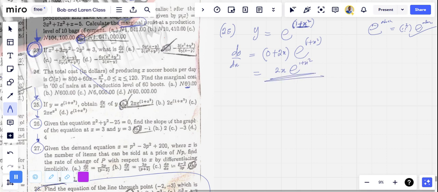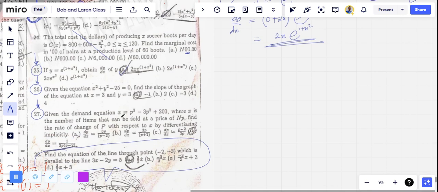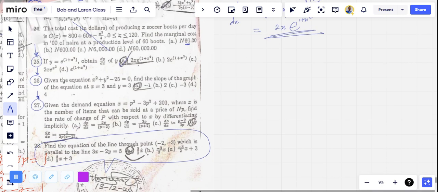So you see it's very easy. That is for option A. That's how it works. So let's quickly solve this question.